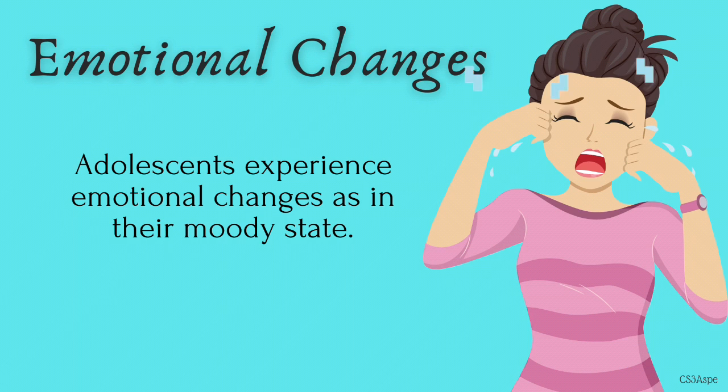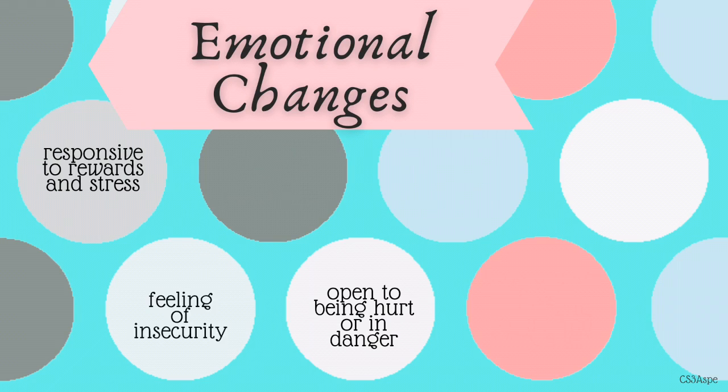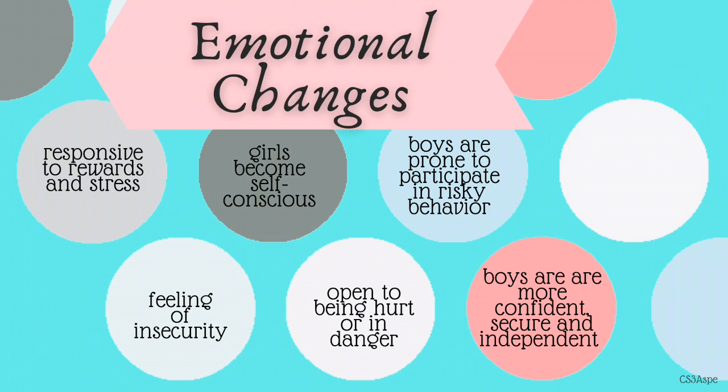Adolescents experience emotional changes as in their moody state. Adolescents are more responsive to rewards and stress. They are more emotional, and this makes them open to being hurt or in danger. Boys are also sexually active, therefore they are prone to participate in risky behavior. Due to the sudden increase in the manufacture of hormones, adolescent boys become more aggressive.